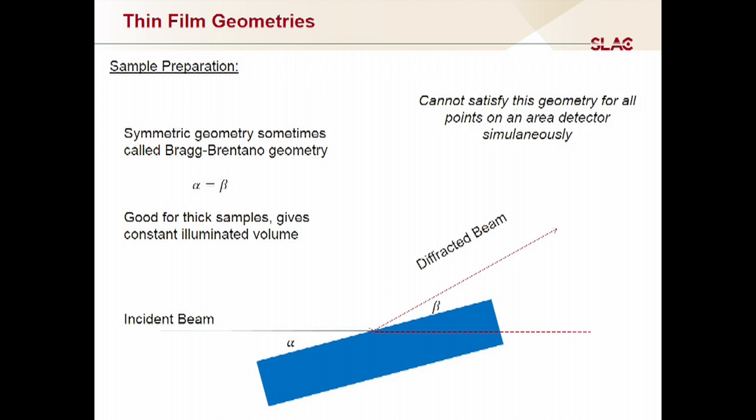Of course, if you have an area detector, you're measuring multiple angles at once, you cannot satisfy this for all angles at a time, right? You have to pick probably the center of your detector you can satisfy this for, but as you move out to the edges of your detector, you're no longer satisfying this symmetric condition.